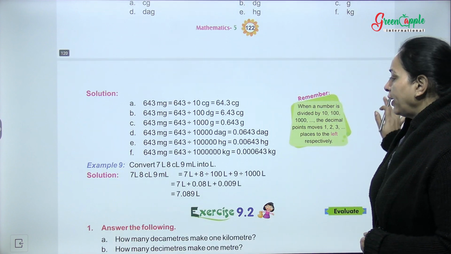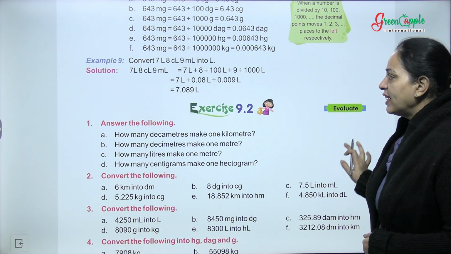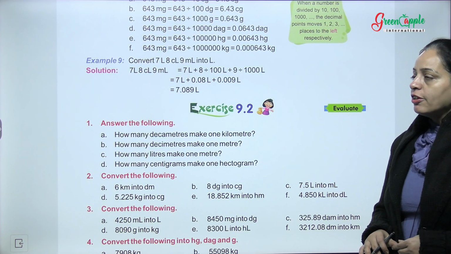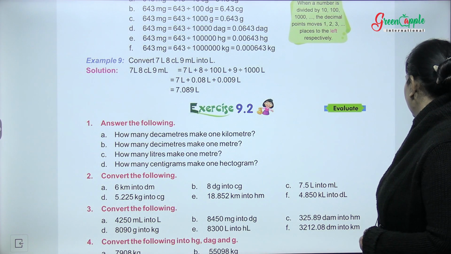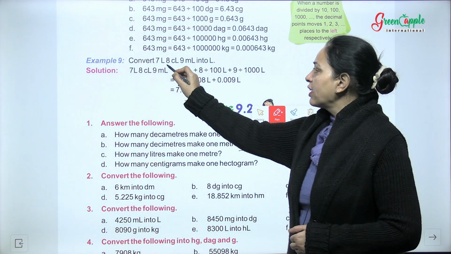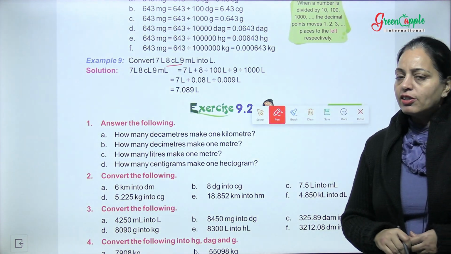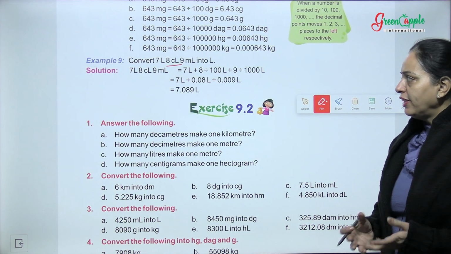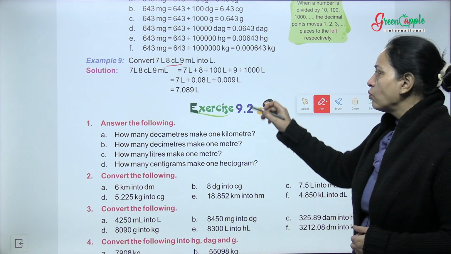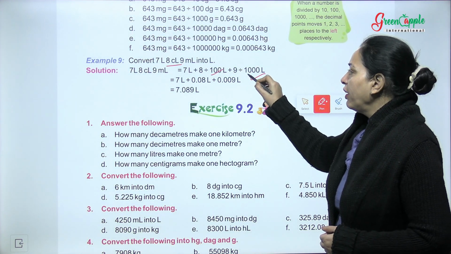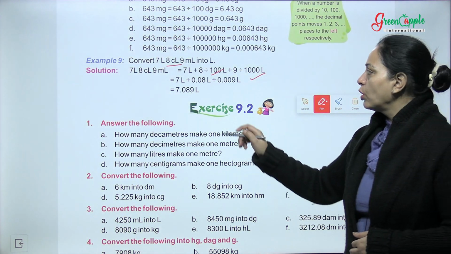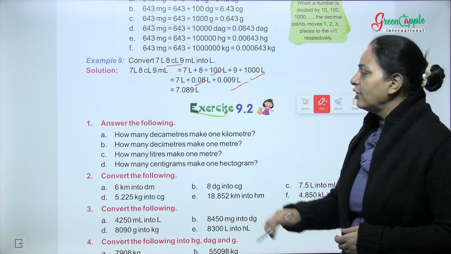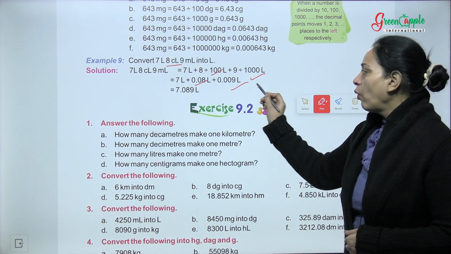Now example 9, convert 7 liter 8 centiliter and 9 milliliter into liter. So it means 7 liter as it is, 8 centiliter को convert करेंगे लीटर में, so 8 divide by 100, and मिलीलीटर को convert करेंगे लीटर में तो 9 divide by 1000. So what will you get? 0.08 liter and here 0.009 liter. Now add all.